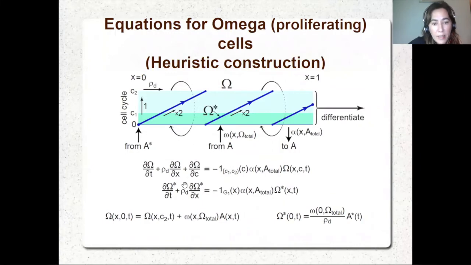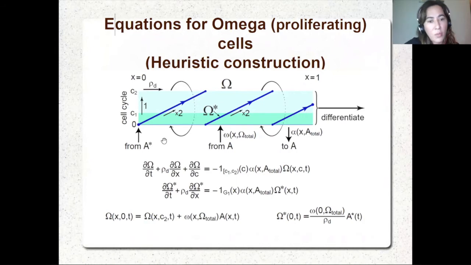In the second set of PDEs that are developed, we have the cells that are coming in from A star. Now these cells just travel along these characteristic lines. Yes, they just move along these characteristic lines, and if cells are going to be leaving this population, they again leave from the omega star.